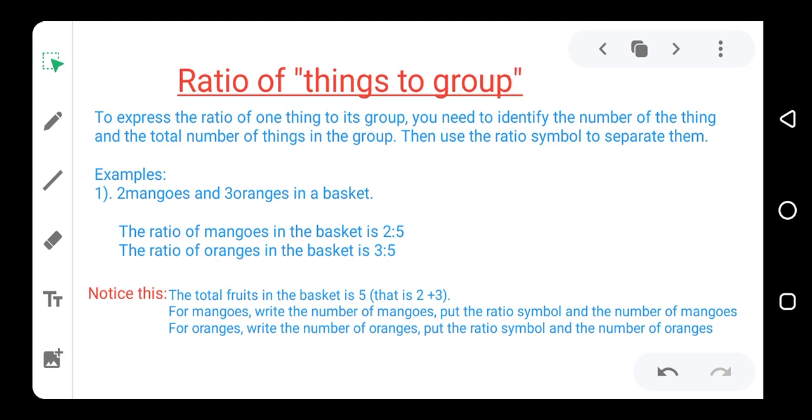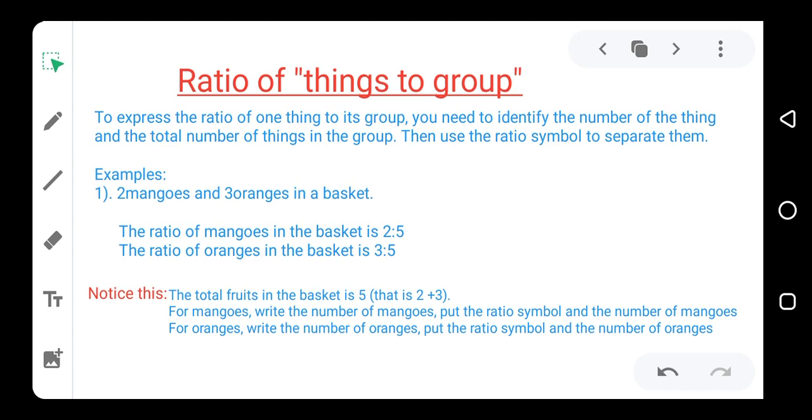That is for the group. Now for the mango, we write the number of mango, which is 2, and then we put the ratio sign, and then we put the total number of fruits in the basket. For orange, we write the number of orange, and then we put the ratio symbol, and now we put the total number of fruits in the basket.